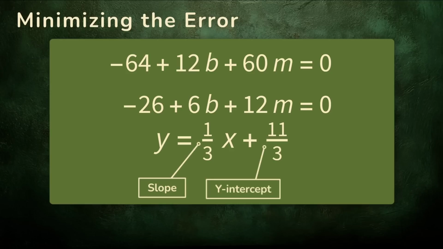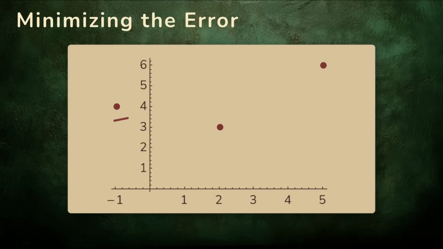This gives us the equation of the best fit line. And for the pièce de résistance, we plot it. This best fit line doesn't go through any of the data points, but it stays close to all of them.